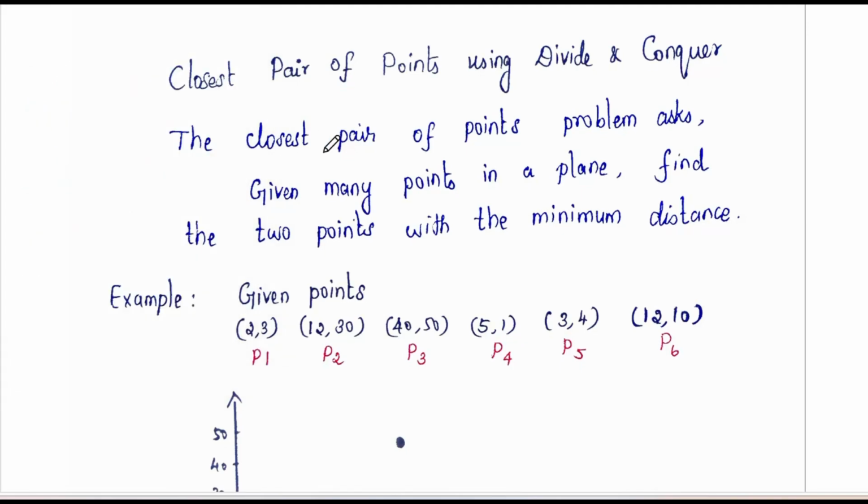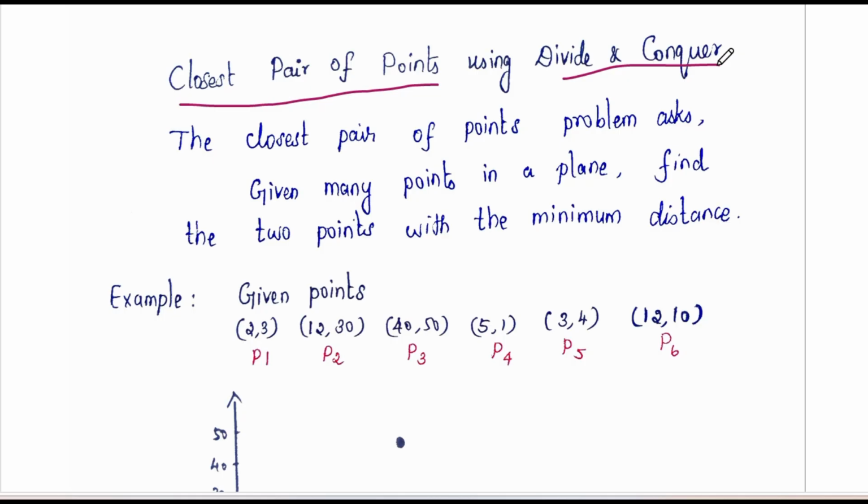Hi everyone. Today's topic is closest pair of points using divide and conquer. This is the third application using divide and conquer methods. I already discussed how to perform long integer multiplication and maximum sum subarray. Okay, so next is closest pair of points.